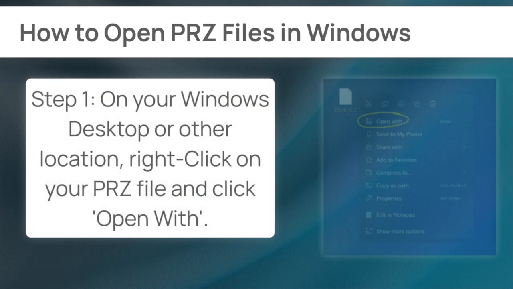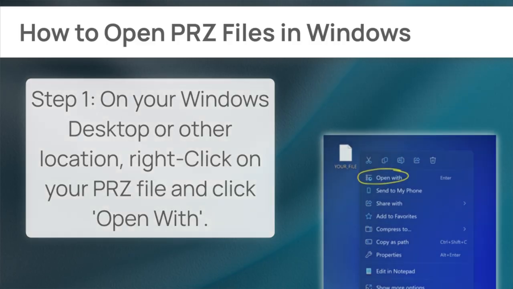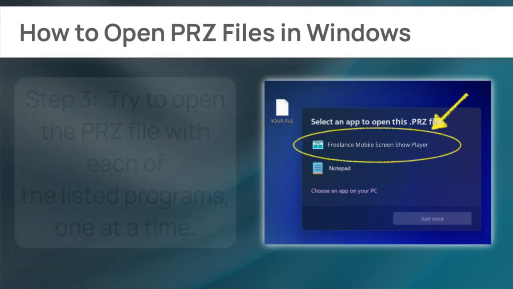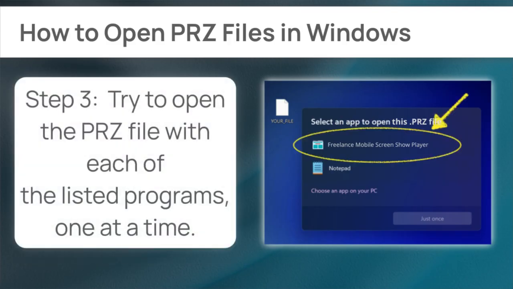To resolve the incompatible file format error, right-click the PRZ file and choose Open With. Prioritize Freelance Mobile Screen Show Player if available. If absent, choose another application. We are searching for the correct file claim.